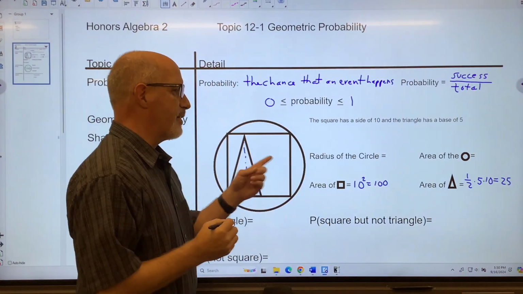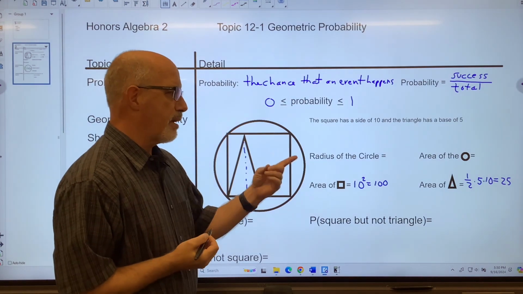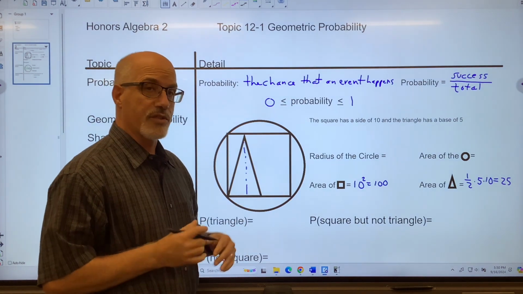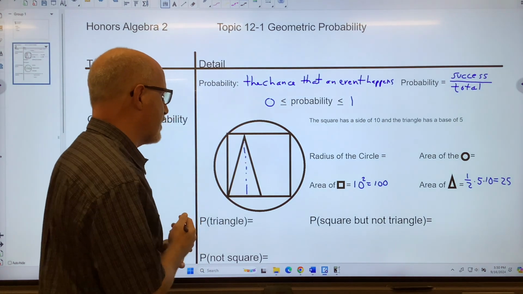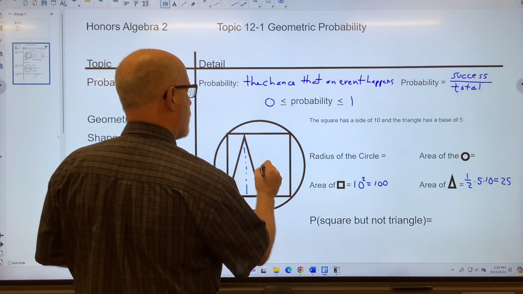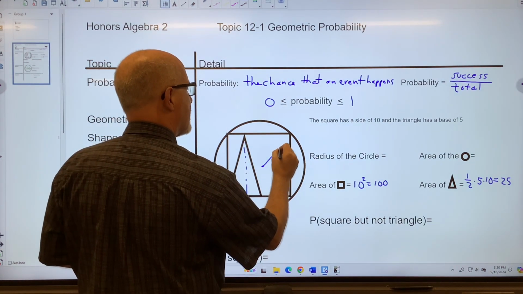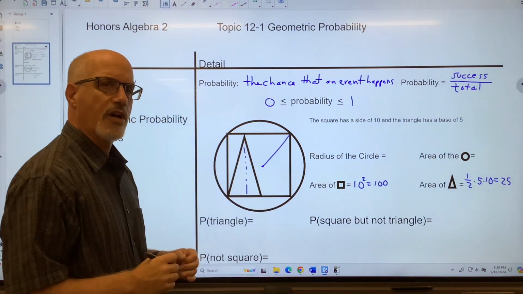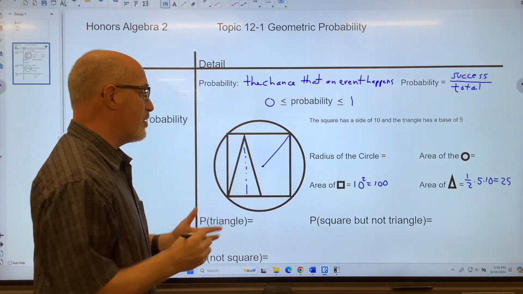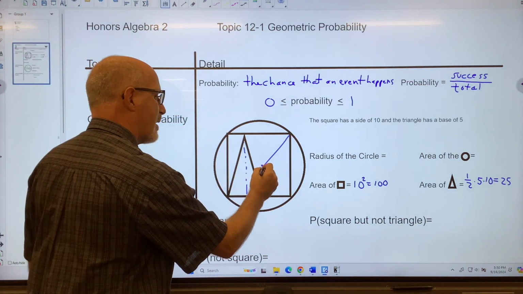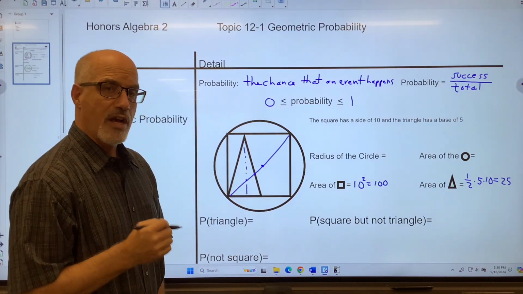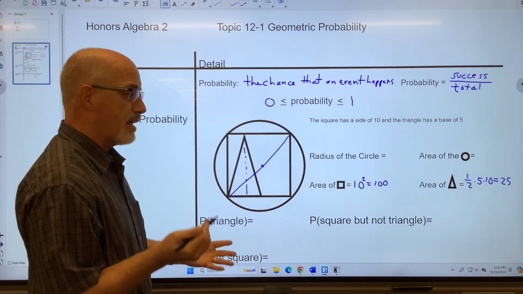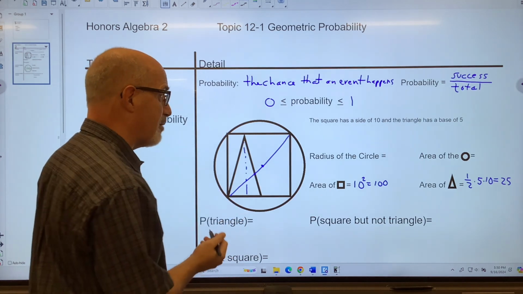So if we take half of 50, we get 25. Right, now we've got to figure out the radius of the circle to be able to figure out the area of the circle. Since this is all based on area, we want to figure out the area of all of our figures. So if we're going to go with the radius of this circle, I'm going to draw it on the diagonal. Notice that if I were to continue that, the whole diagonal is the diameter of the circle. So diameter, diagonal, the same in this case.